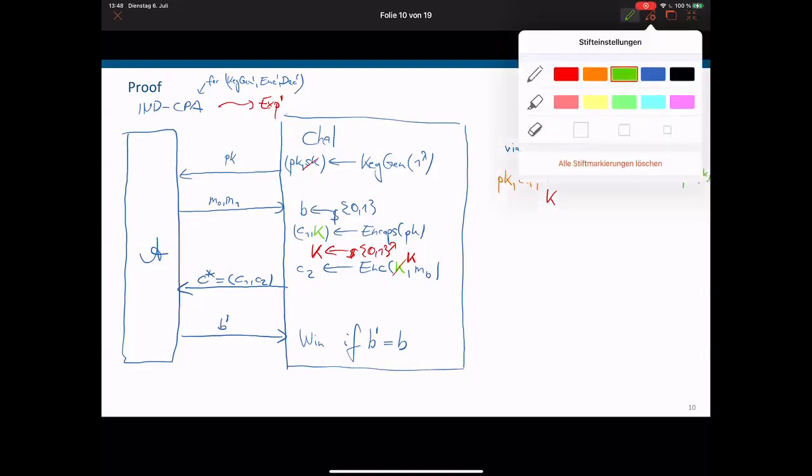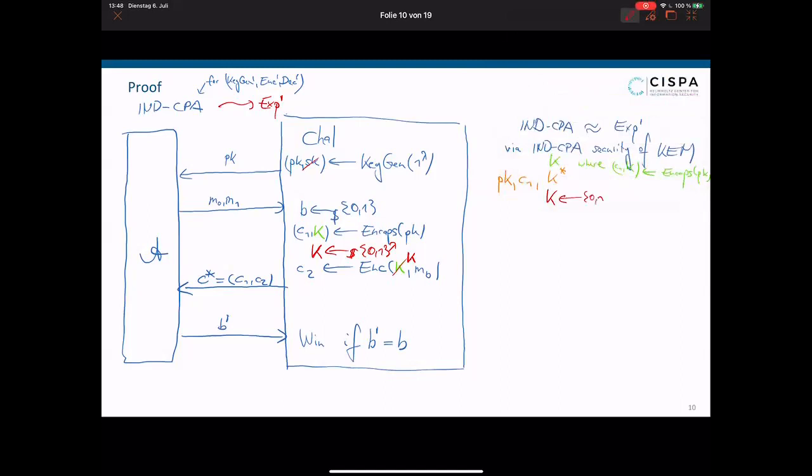PK, right? Down here, it's just a randomly chosen K. And what we do here, of course, is as in a reduction, as public key we're using the one provided here. As C1, we're using the one provided here. And as key K, we're using this K star provided here, right? So now again, we distinguish two cases.